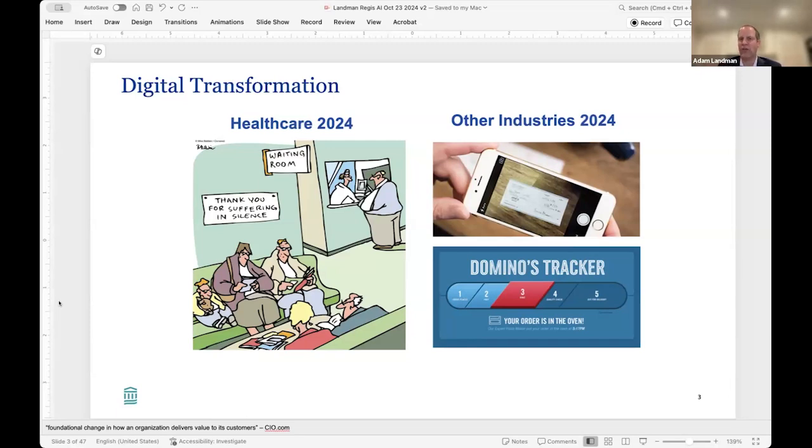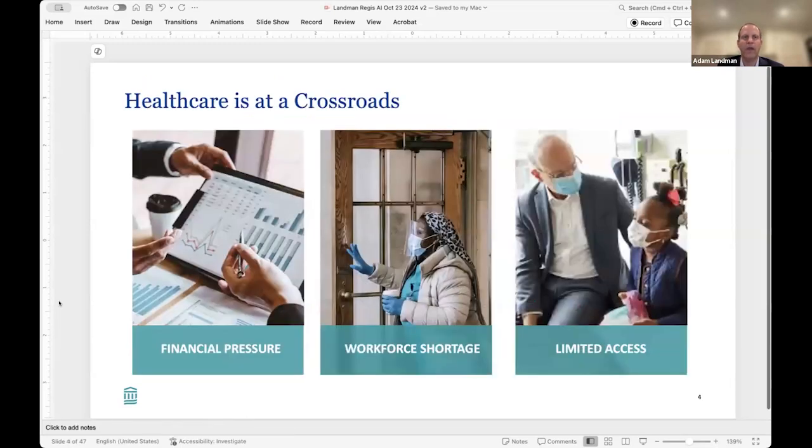And you can even track your delivery with this cool app in the bottom right that Domino's has built, that kind of tells you exactly where your delivery is. And so other industries are moving fast to adopt digital tools and technologies, and there's a massive opportunity in healthcare.